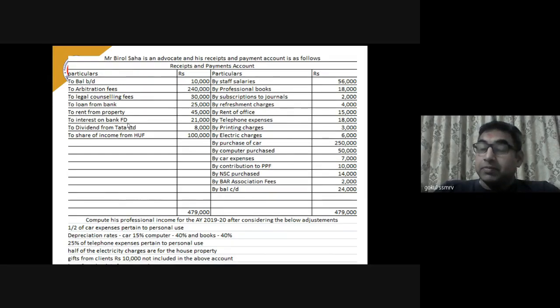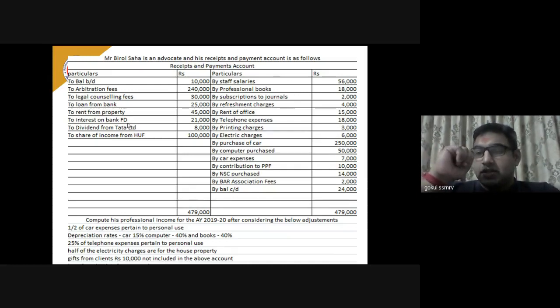he has spent. Then rent of office 15,000. He has his office and he is paying rent for that. That is also part of his professional expense. Then telephone expenditure 18,000. Is there an adjustment? Yes. 25% of telephone expenditures pertain to personal use. That means to say only 75% is for office use. So that means 18,000 into 75%. Only that much has to be considered as his professional expense.